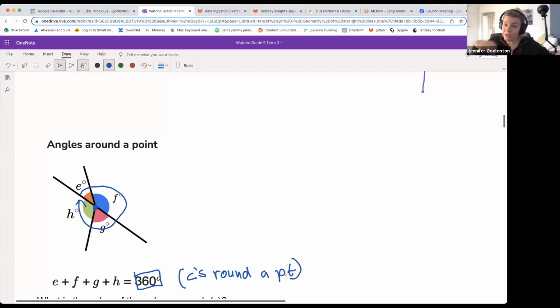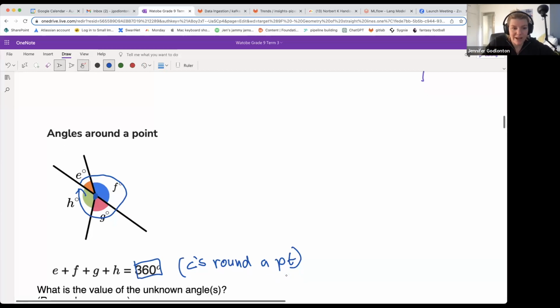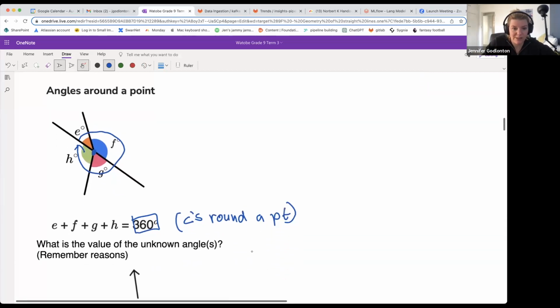Some of your teachers say revolution. Some of your teachers say angles around a point equal 360. All of those are fine. You must do exactly what your teacher is wanting you to write. Exactly, Dwayne, or revolution, 100%. Okay, so let's try a question using this logic.